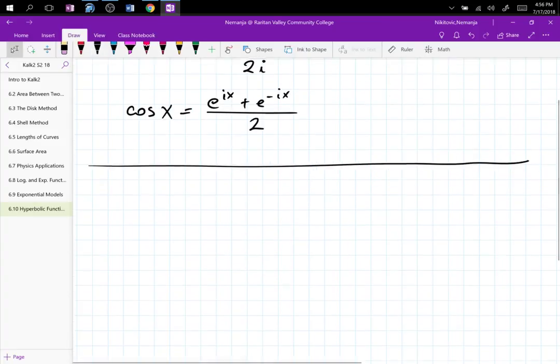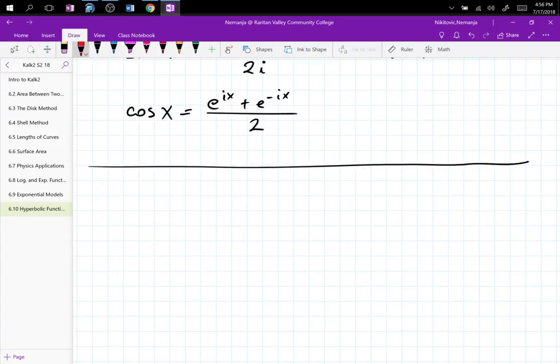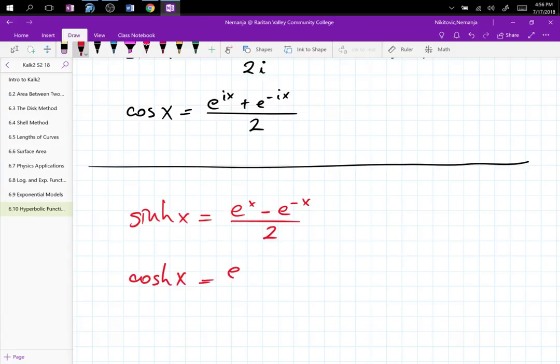So now the definition for sine hyperbolic x is equal to e to the x minus e to the negative x over 2, and then cosine hyperbolic x is e to the x plus e to the negative x over 2. This is one of the quiz questions we didn't learn yet. So, see, we'll learn ahead.